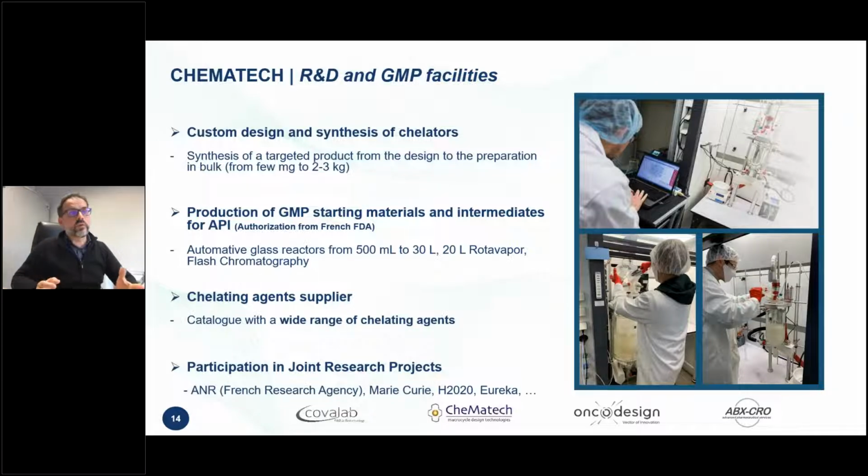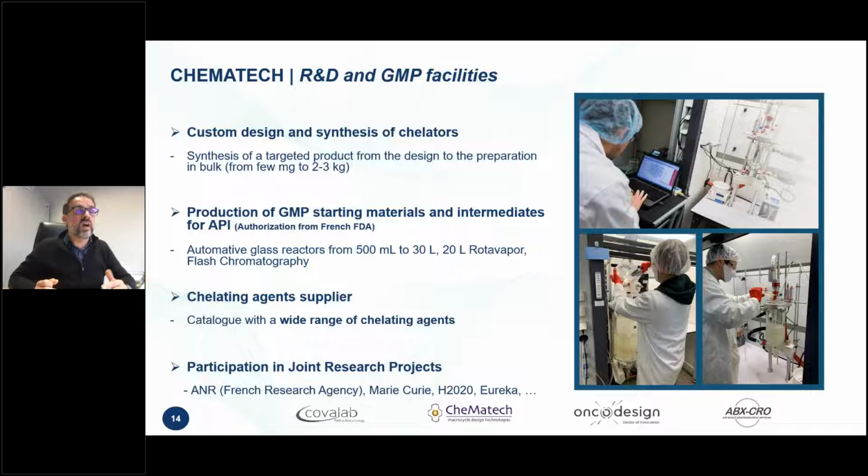So at CheMatech, we offer a full service for the production of chelators for nuclear medicine. We offer custom design and synthesis of chelators from conception to preparation in bulk. We are able to produce from the gram scale to the kilogram scale of a compound. We have a GMP unit dedicated to the production of GMP starting materials and intermediates. This unit is equipped with automated glass reactors from 500 milliliters to 30 liters, industrial water vapor, and flash chromatography.